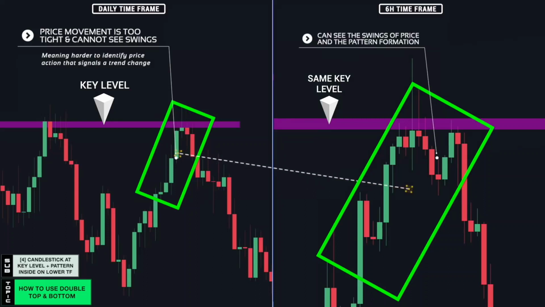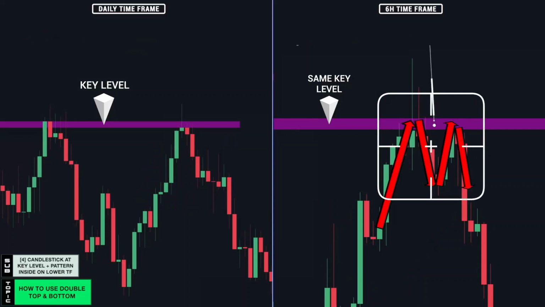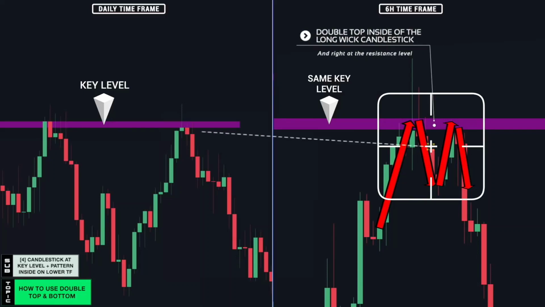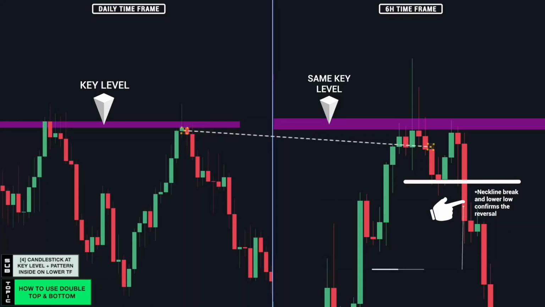actual swings of price. So what you had on this lower time frame was a perfect double top pattern that formed right at the key level of resistance and inside of the long wick candle from the higher time frame. So again, to confirm the reversal and the trend change, neckline placed here at the swing low, and once price breaks the neckline and makes a lower low, your trend change is confirmed from an uptrend to a downtrend. The breakout here is then when you would go to the lower intraday timeframes to take trade entries short.